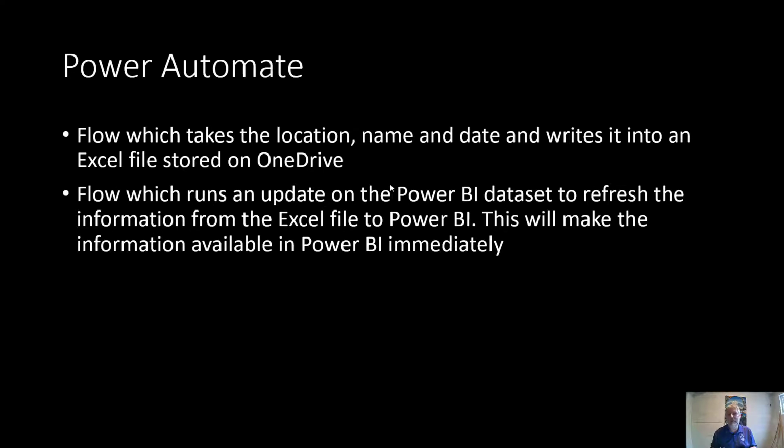In Power Automate, we want to have a flow that will, as I said, take the location, the name, and the date. Some of it will come from Power Apps, some of it will just be put into our flow, and you write it into the Excel file. And we want to have the Excel file stored on OneDrive, because that will make it a little bit easier with our Power BI report as well.